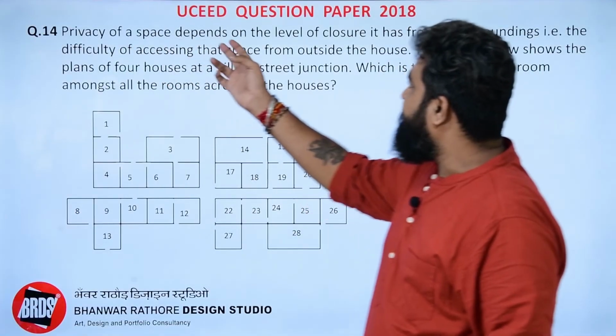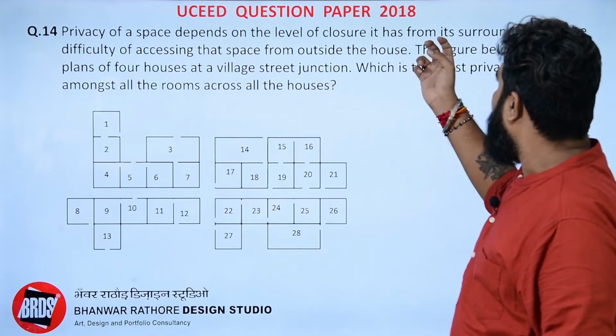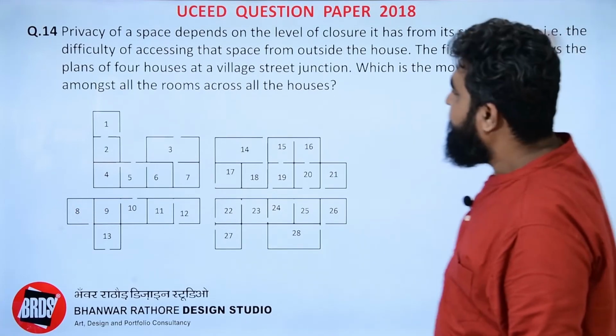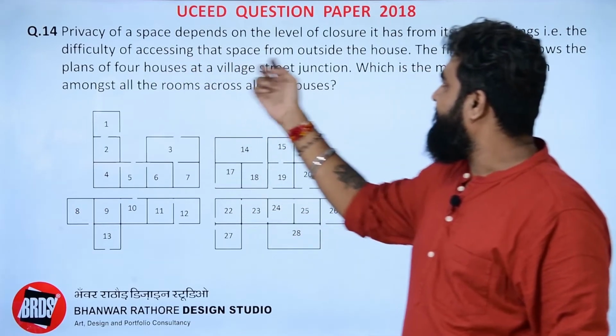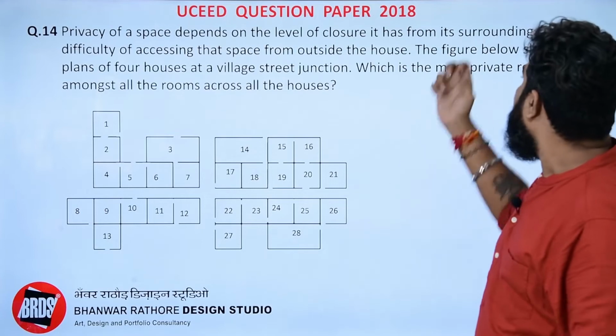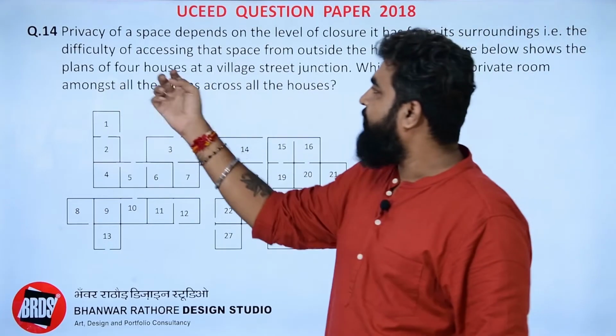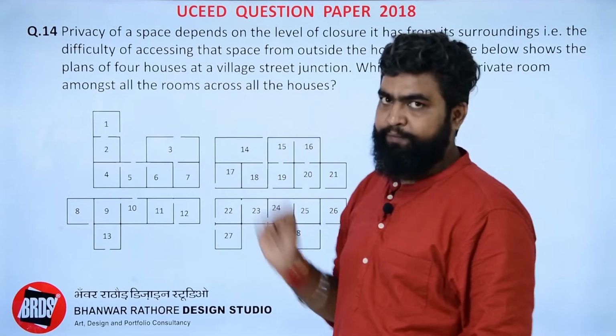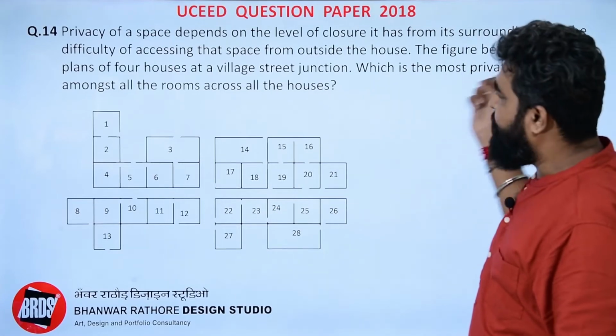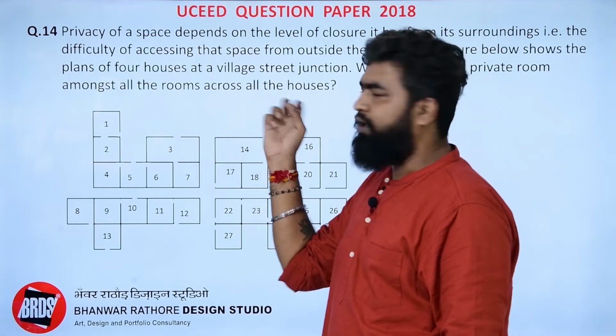Privacy of a space depends on the level of closure it has from its surroundings. That is, the difficulty of accessing that space from outside the house. The figure below shows the plan of 4 houses at a village street junction. Which is the most private room amongst all the rooms across all the houses?